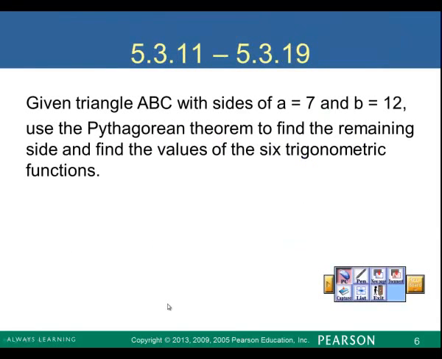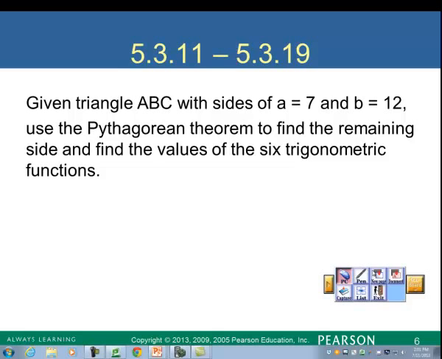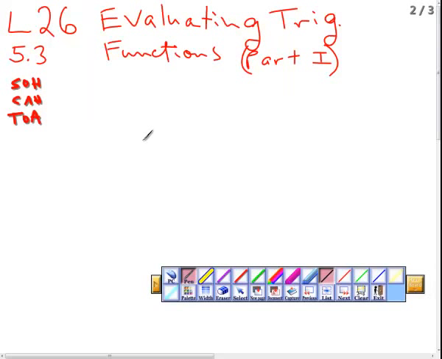Given a triangle ABC with sides A, 7, B, 12, use the Pythagorean Theorem to find the remaining side and then find the values of the 6 trigonometric functions. Okay, now here they don't give you a picture. So we have to go ahead and draw one. We're given side A is 7 and B is 12.